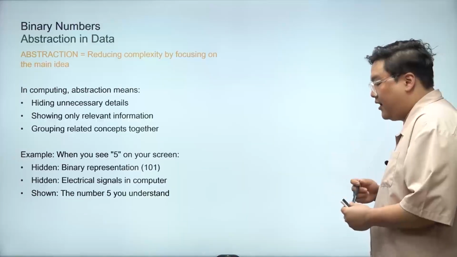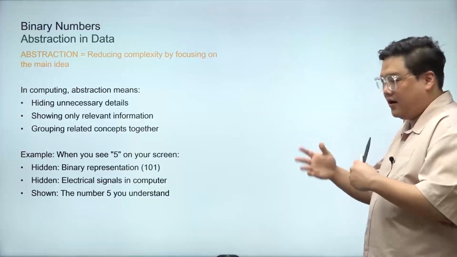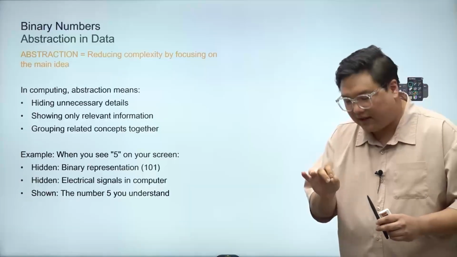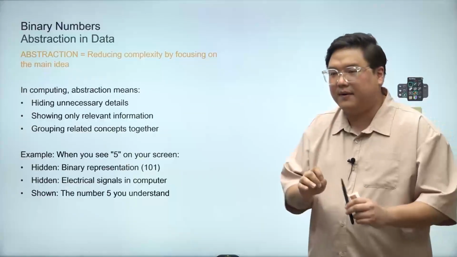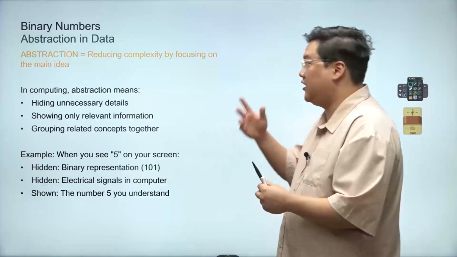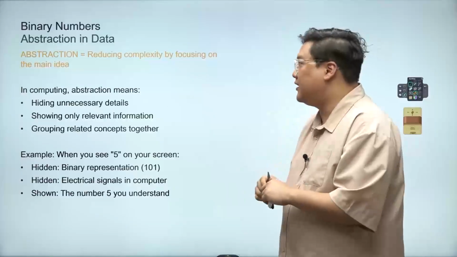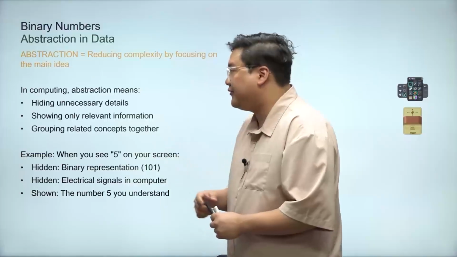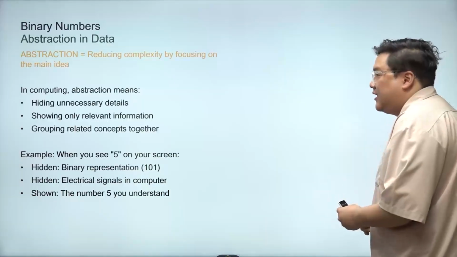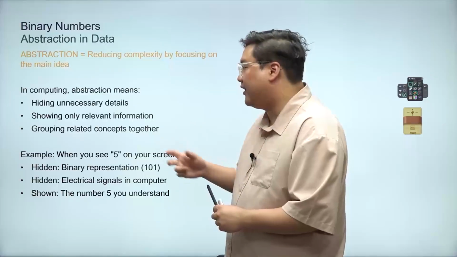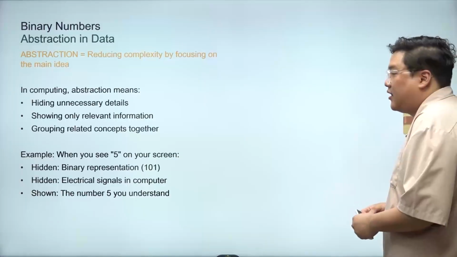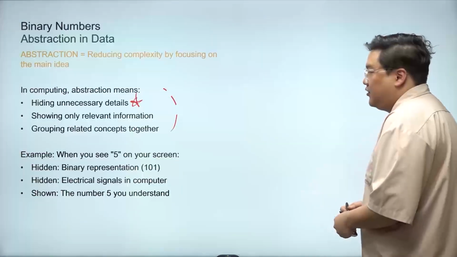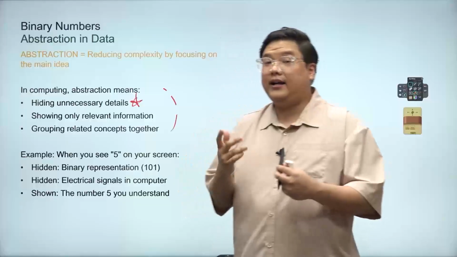All right. And what is abstraction in data? Abstraction is a very important concept that appears here and there throughout computer science. Depending on context, it can be talking about slightly different things, but the general idea is the same: reducing complexity by focusing on the main idea. Abstraction here means hiding unnecessary details, or showing only relevant information, or grouping related concepts together. Mostly we use abstraction to cover the first point, hiding unnecessary details.